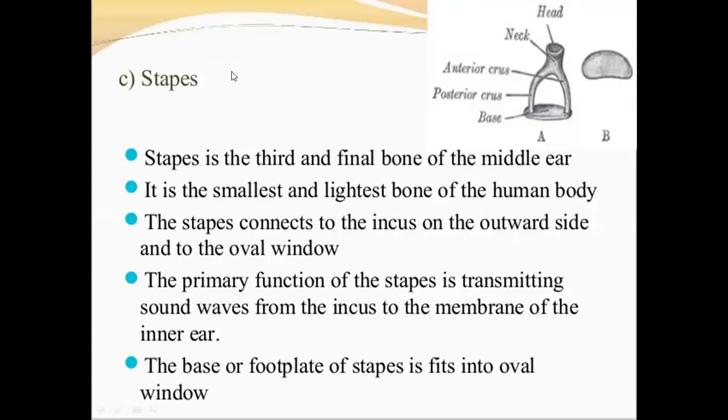So this is the stapes. Another important ossicle. Stapes is the third and final bone of the middle ear. It is the smallest bone of the human body. The stapes connects to the incus on the outward side to the oval window. This is the base of the stapes which is connected with the oval window or scala vestibuli. The primary function of the stapes is transmitting the sound wave from the incus to the membrane of the inner ear.